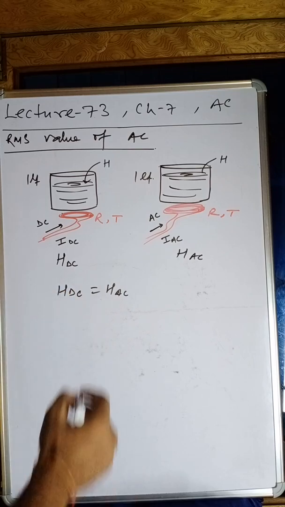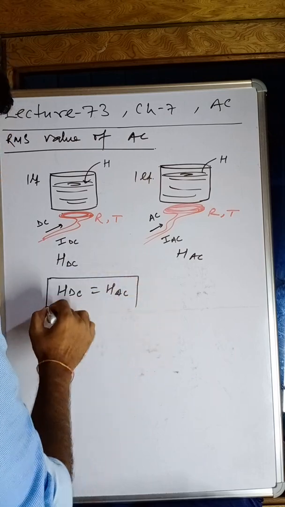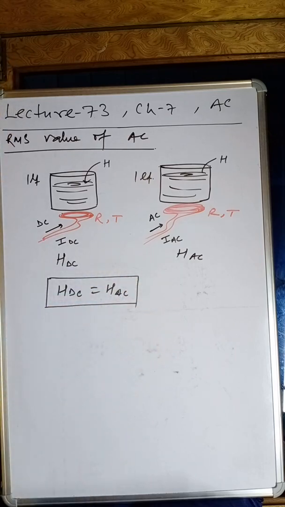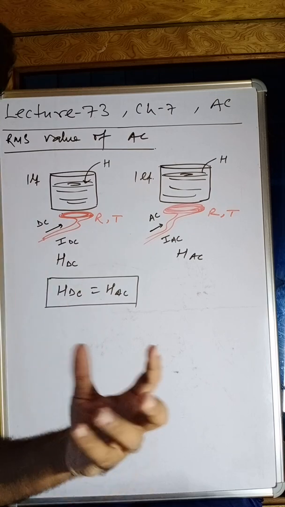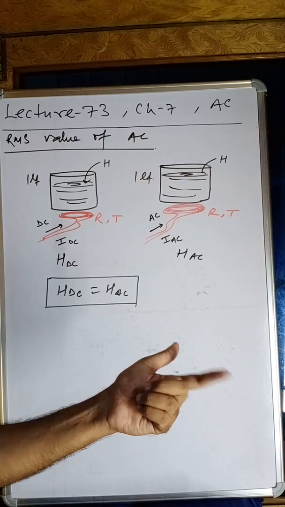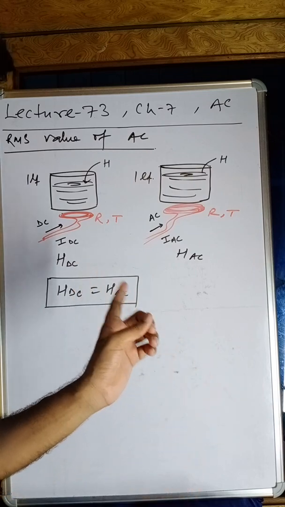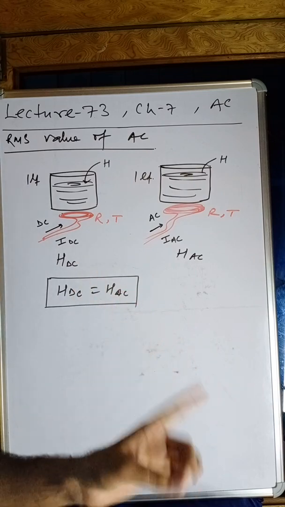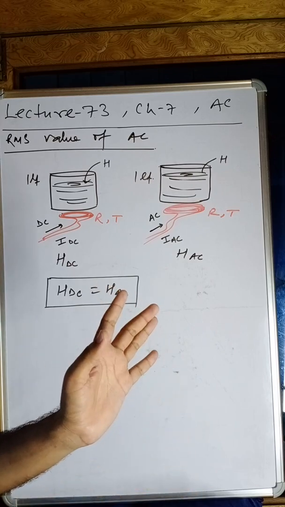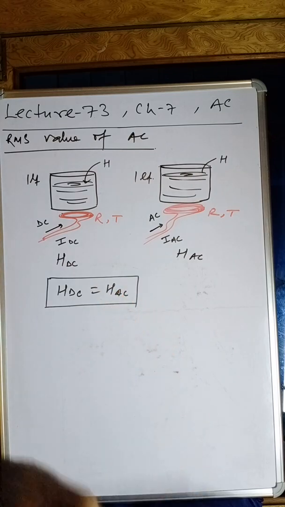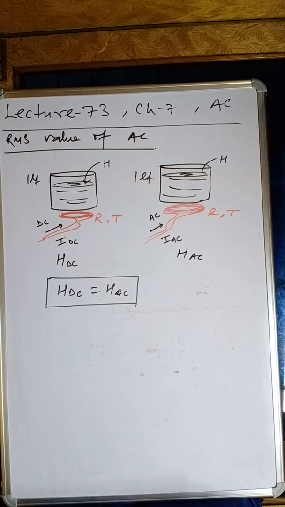I hope you got the definition of I RMS, that is, the RMS value of current. The RMS value of current is that amount of DC current which produces the same amount of heat through the same coil in the same time as done by AC. Okay, this is the definition. You can replace that current by the voltage, and you will get the definition of RMS voltage. That was the definition of RMS current. I hope you are much clearer about it.